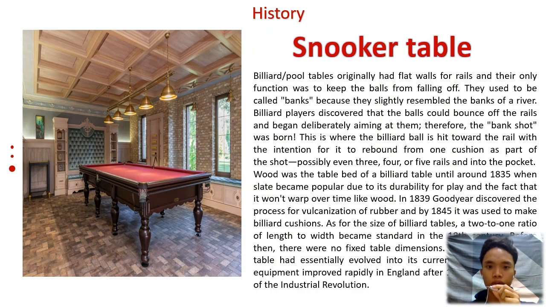Billiard or pool tables originally had flat walls for rails, and their only function was to keep the balls from falling off. They used to be called banks because they slightly resemble the banks of a river. Billiard players discovered that the balls could bounce off the rails and began deliberately aiming at them. Therefore, the bank shot was born. This is where the billiard ball is hit toward the rails with the intention for it to rebound from one cushion as part of the shot, possibly even 3, 4, or 5 rails and into the pocket.